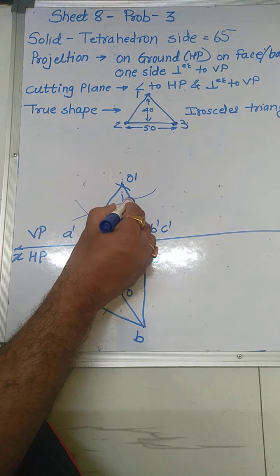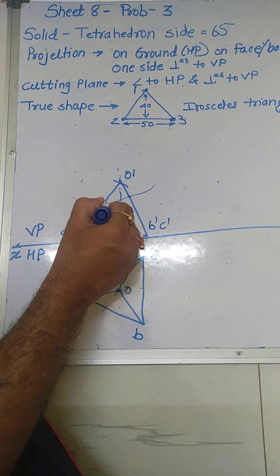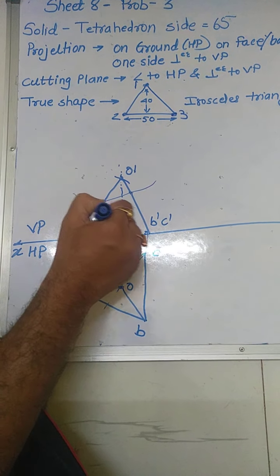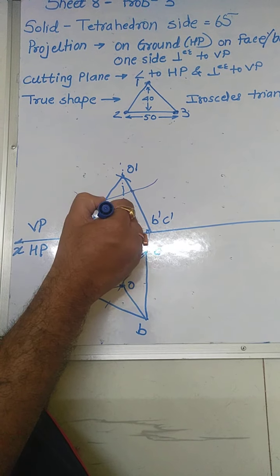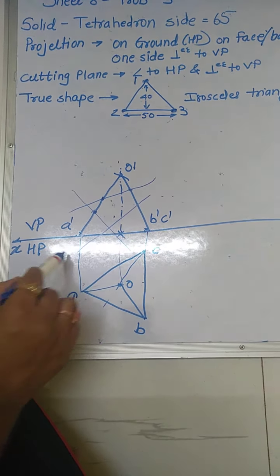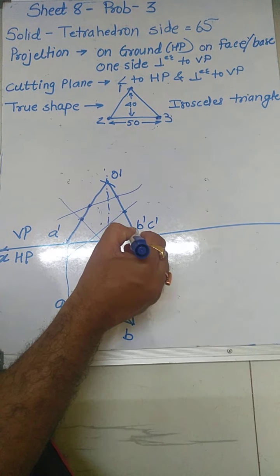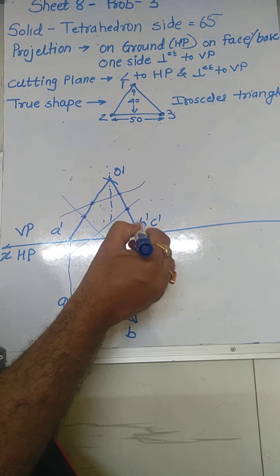So there are 2 ways of cutting this tetrahedron to get the isosceles triangle. Now if we put the cutting plane like that, here you will get two cutting points, O dash B dash and O dash C dash.